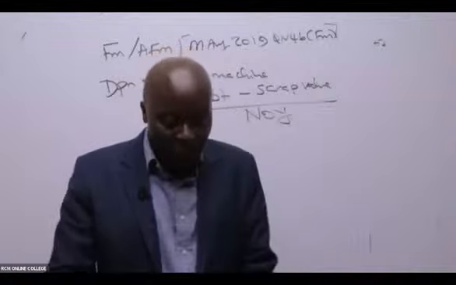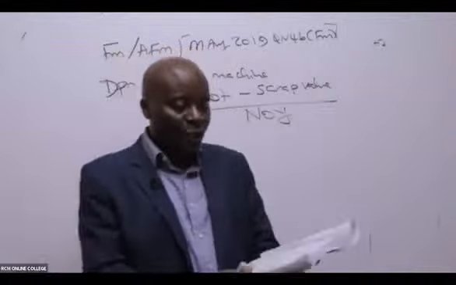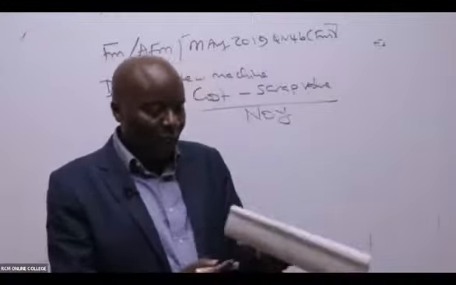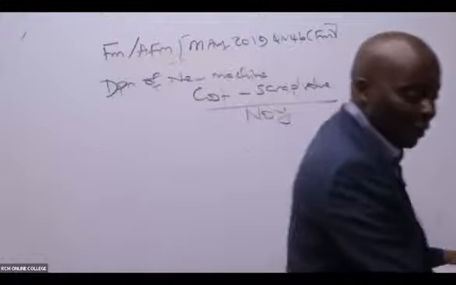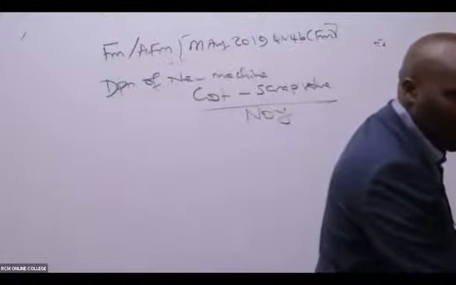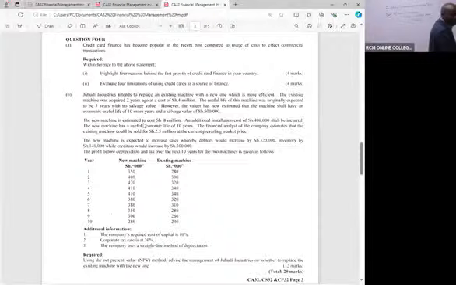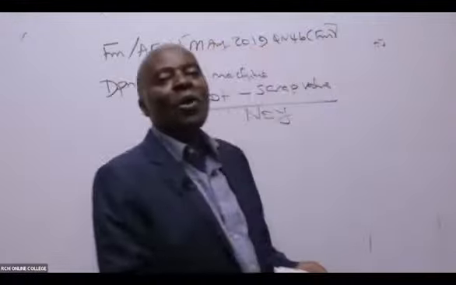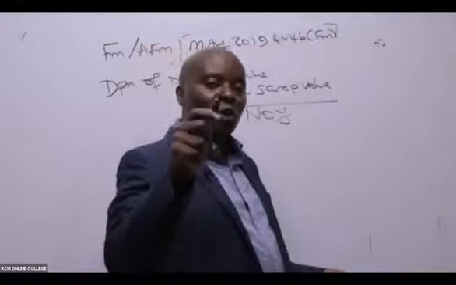So now I'm looking at the new machine. Is there somebody who is able to see the cost of the new machine? I want to believe you guys have the paper with you now. You can see the new machine is estimated to cost 8 million, but there is an additional installation cost of 400. So the cost of the new machine is not just 8 million. It will be 8.4 million because of the installation cost. And I would want us to chop the 3 zeros.